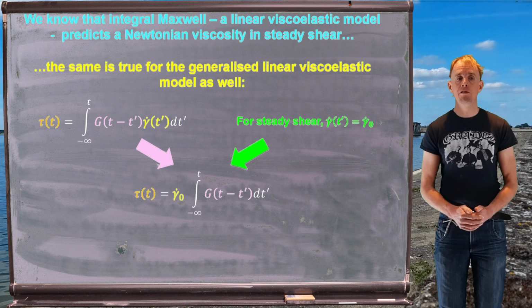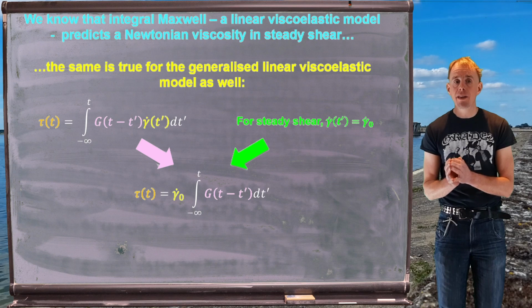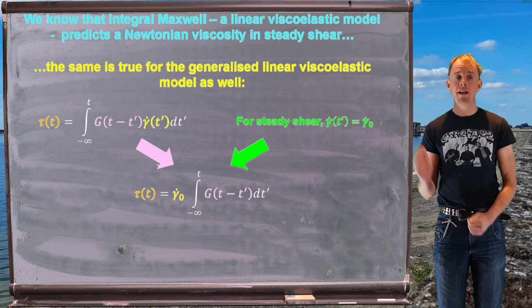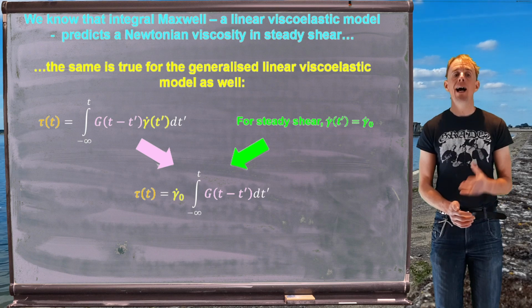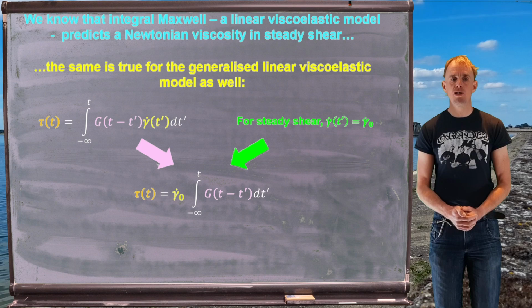Since it has no past time dependency, we can take that flow deformation part outside of the integral. So now stress as a function of time is just a constant, gamma dot 0, times the integral of my relaxation modulus with respect to past time.